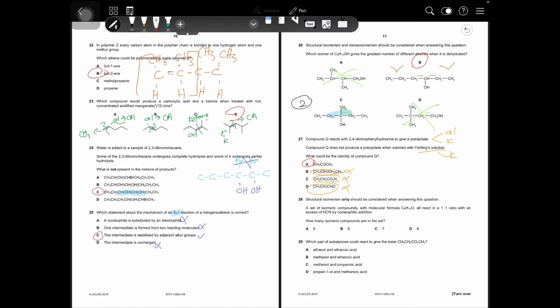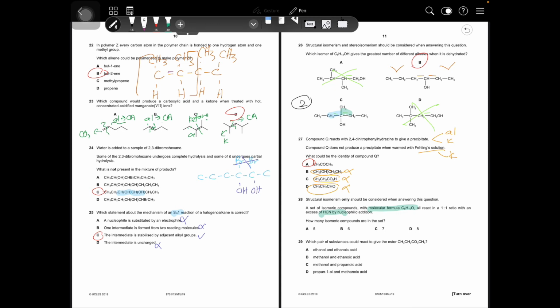Structural isomerism should be considered when answering this question. A set of isomeric compound with molecular formula of C5H10O all react with 1:1 ratio with an excess of HCN by nucleophilic addition. So from this molecular formula, we know that this could contain ketone and also aldehyde. And when it reacts with HCN, it will be producing hydroxynitrile. Since we need to consider the structural isomers, so let's draw all the structural isomers of C5H10O.